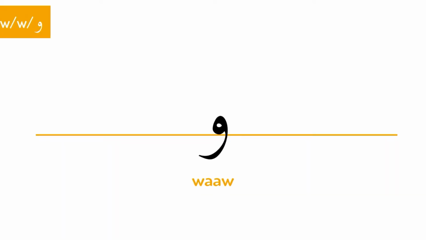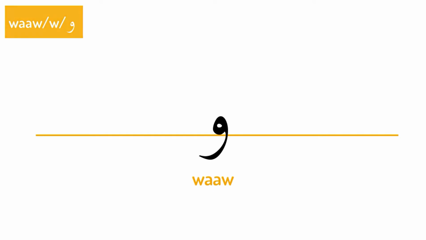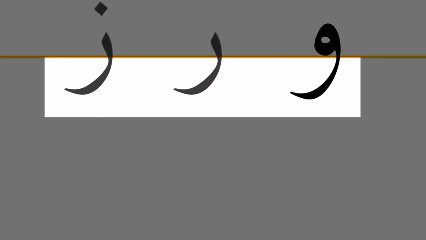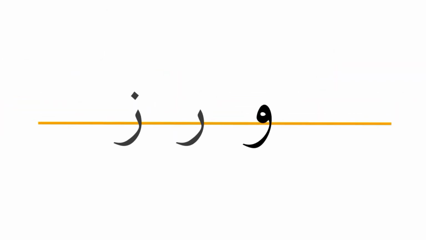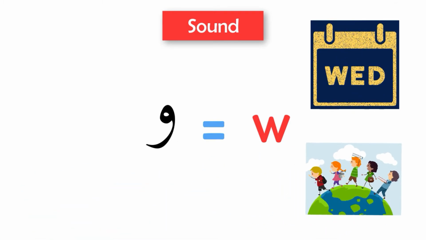The next letter that we have in this group is called Wow. Its shape is very similar to the Ra and the Zay in that it has that familiar curved boomerang curve that drifts under the writing line. The difference is that it begins with a small circle above the line. It kind of looks like the number 9. The sound that it produces is the exact same sound as the English W in words like Wednesday or walking.